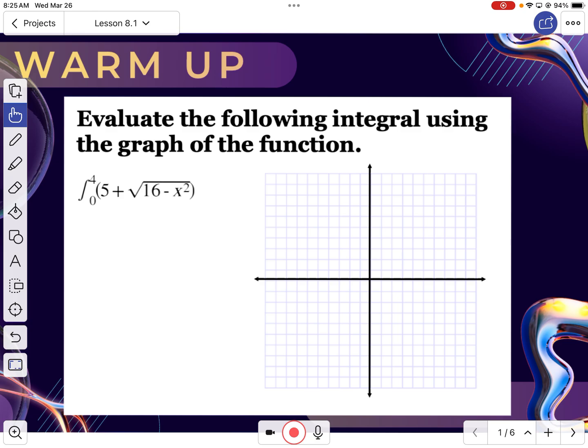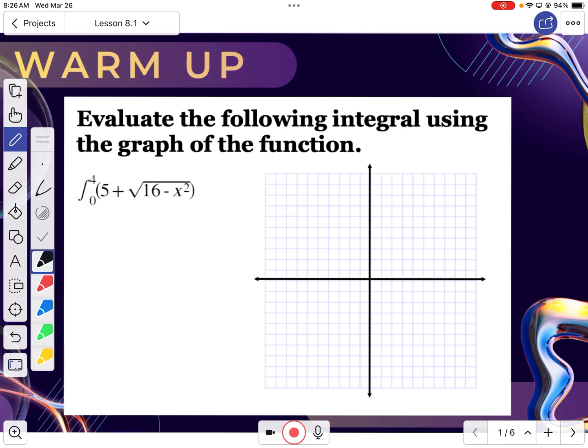It's a semicircle. What have we done with it? Yeah, we pushed it up a little bit, right? How much did we push it up? 5. So we push it up 1, 2, 3, 4, 5. And then what's its radius? 4. 1, 2, 3, 4.